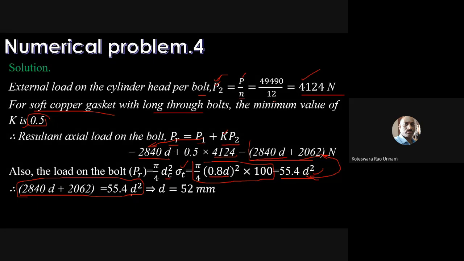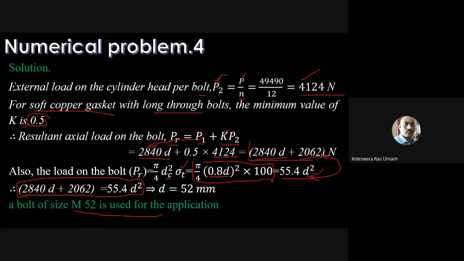If you have a doubt, what you can do is calculate the two values, that is, find the two roots. Then substitute them back into this equation and check whether it is capable of withstanding that load or not. Generally, we take the plus value, that means the largest value. If you take the largest value, you'll get D is equal to 52 mm. So the size of the bolt is going to be M52. The bolt of size M52 is used for this particular application.